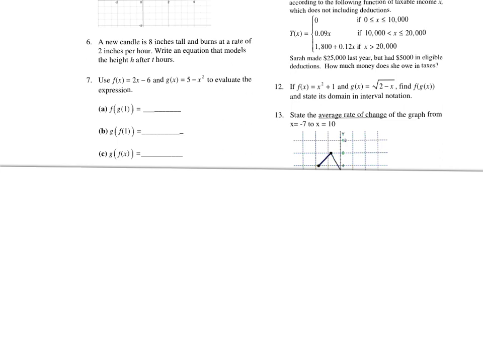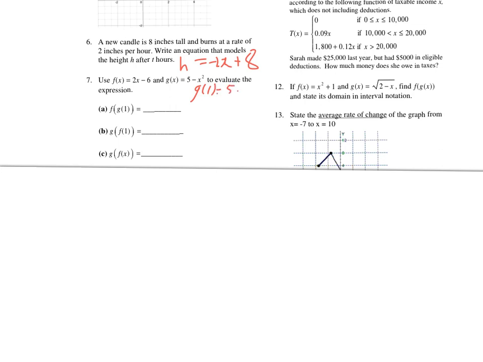All right, next up, number 6 says a new candle is 8 inches tall, burns at a rate of 2 inches per hour. What's the height after T hours? So this one is just a little mx plus b here. We're starting off with 8, so that's your b value, but it's actually decreasing in height, so I would say negative 2t.